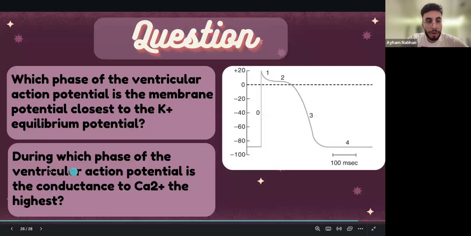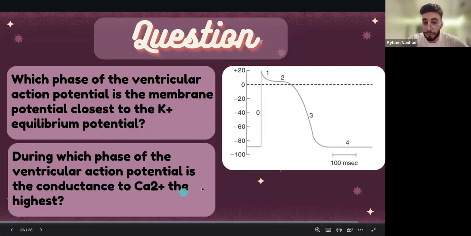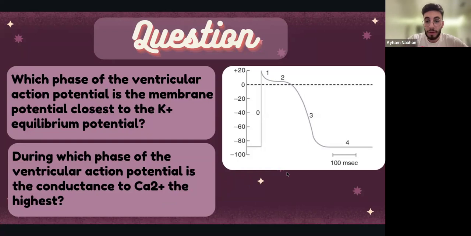Mm-hmm. Okay, what about during which phase of the ventricular action potential is going to be related to the calcium? What's your answer? Two. Okay, so let's explain the first one.